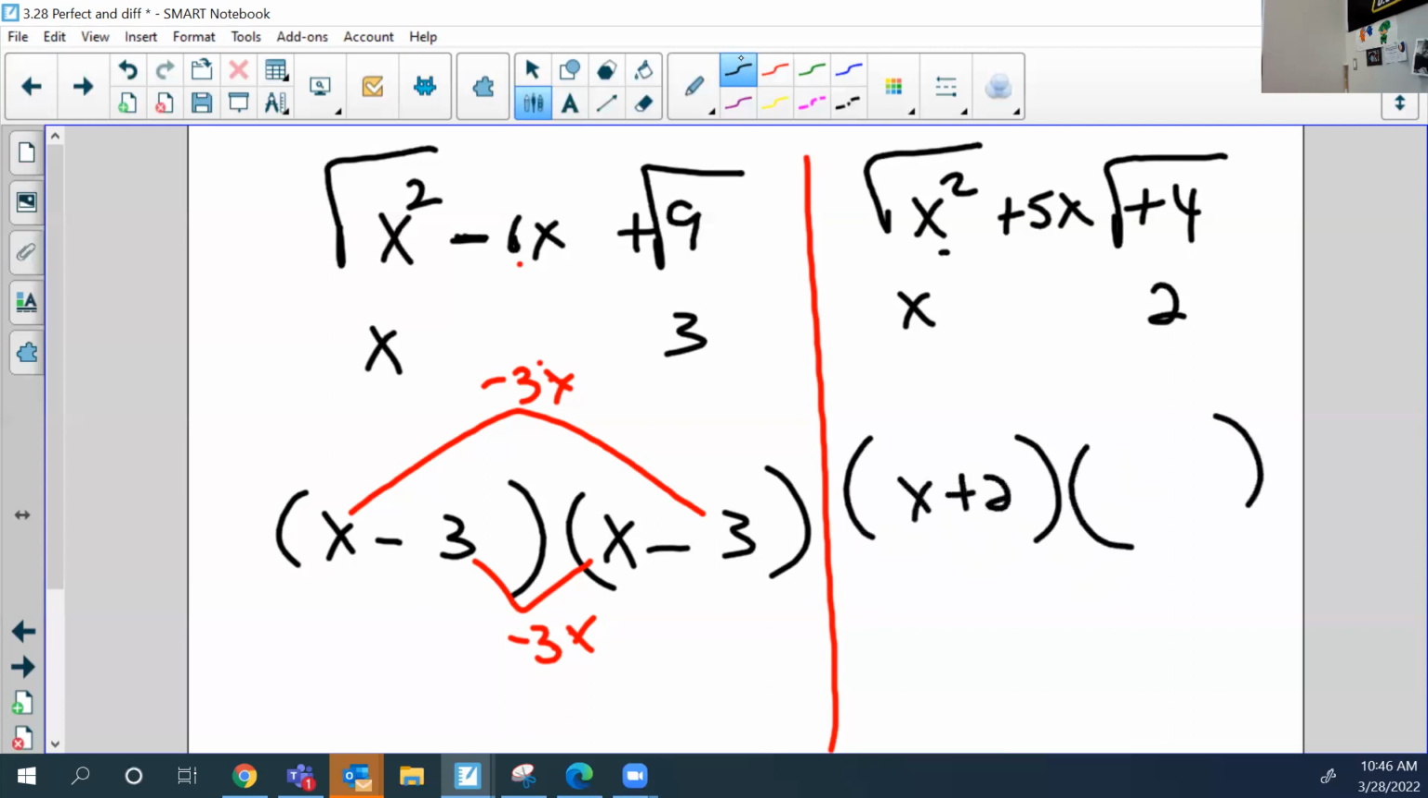x plus 2 and x plus 2, with a plus because it's this plus sign right here. Well, let's go to my checks now. I want to make sure that these are the real factors, absolute factors. All right, so I've got to do my checks now.